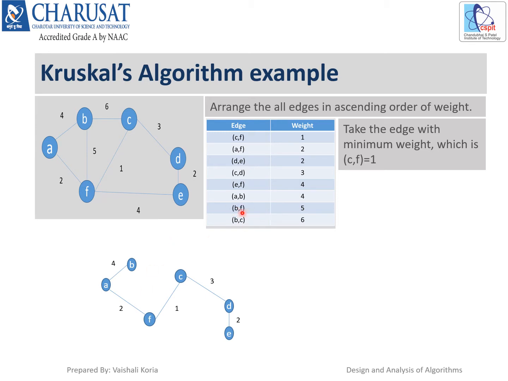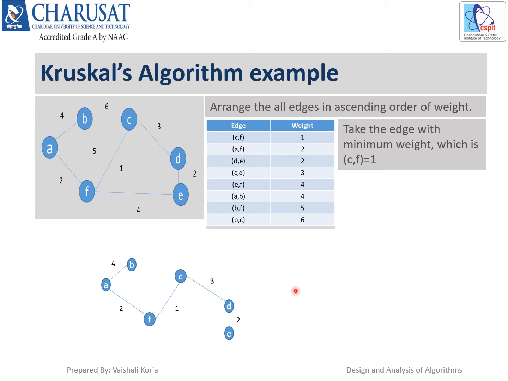Then after the next turn is of the BF which has the weight 5. So if we add this BF edge then you can see that it will result in a loop or the cycle. So we cannot add that edge. The next turn is of the BC edge with the 6 weight. So if we add that edge then again the cycle will be formed. So BC cannot be added to the minimum spanning tree.